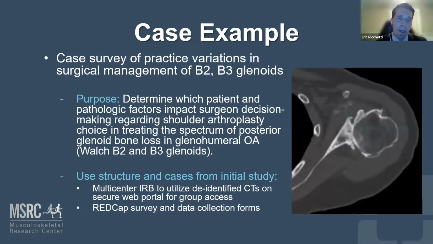And then, not to get into the details of this follow-up study, but we created this follow-up study looking at management of the B2 glenoid across the group. And we utilized the structure of our initial study. We had established a multi-center IRB and this web portal to be able to look at de-identified 3D CAT scans. And we used the same structure to be able to present these cases to the group. So we built upon the work we had done in the first study with this second study.